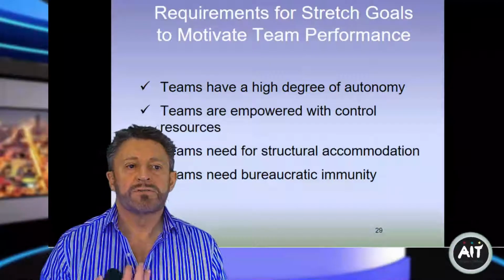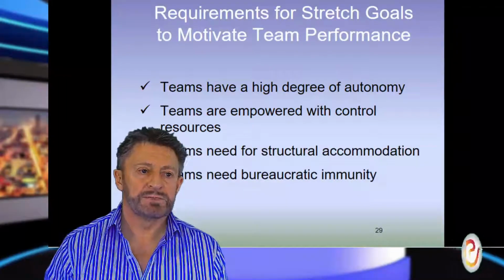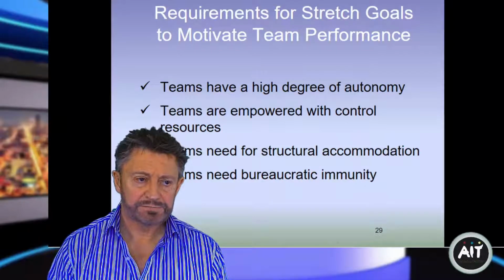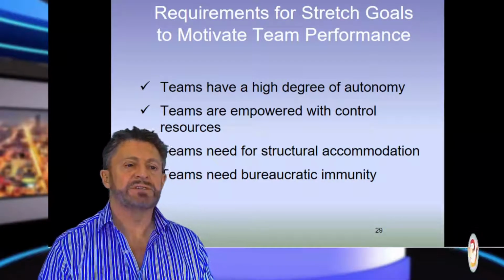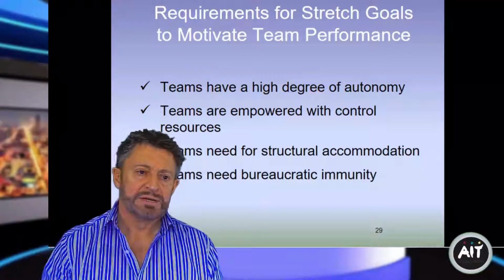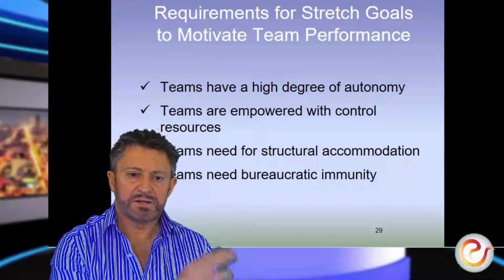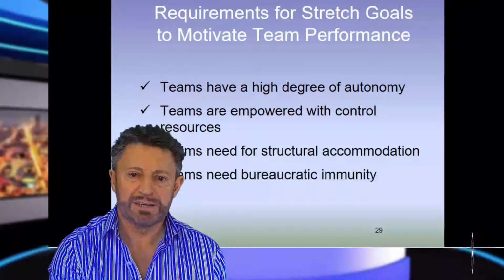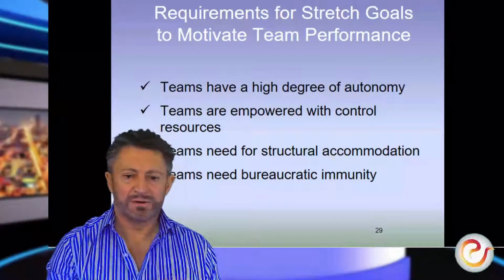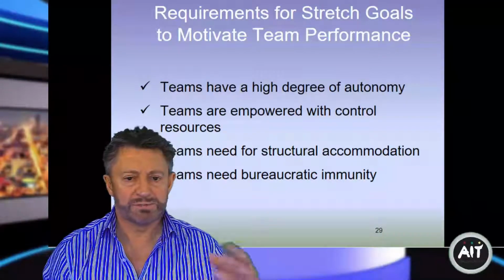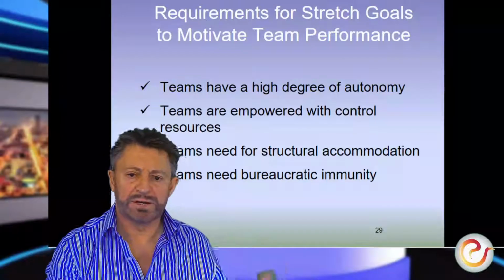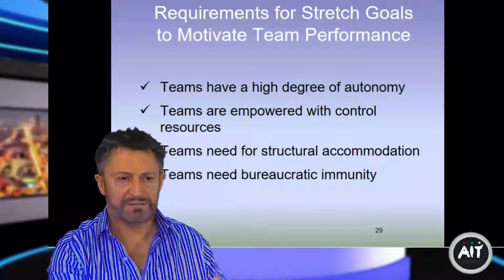And then requirements for stretch goals to motivate team performance. Teams have a high degree of autonomy, teams are empowered with control of resources, teams need structural accommodation, and teams need bureaucratic immunity. So, stop bugging us with all the day-to-day stuff and let us off to do our job. Stop coming in and checking on us every 2 hours or every day or every week. And we don't want to be writing reports about this, that, and the other. Can you get somebody else to help write the reports, or get a project administrator who can collate all the information and present it, and we'll verify that everything is done.